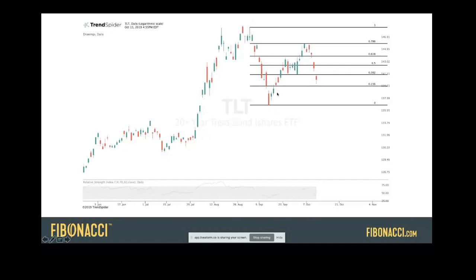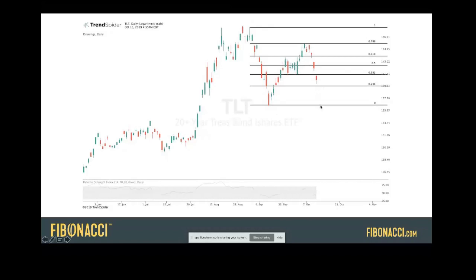Where's a likely area that you might have some resistance? Boom, right at 61.8% Fibonacci retracement. You have your support at 38.2. You go back up, resistance at 78.6. You come back here, and you have what I believe is probably likely support at 23.6.